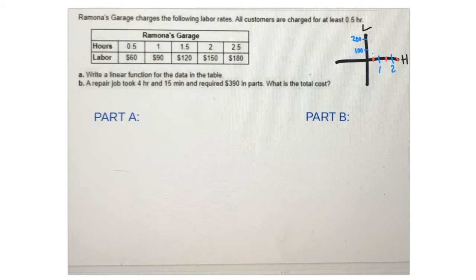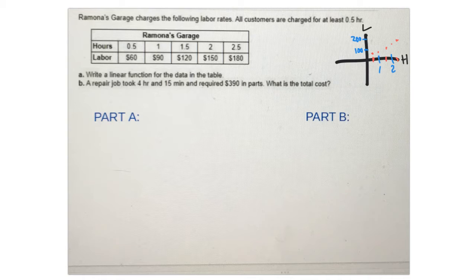And then we have another point. I'll make that red actually. Then we have another point at 1 comma 90. That would probably be right around there. And we have another point at 1.5 comma 120. That would be right around there. Another one at 2 comma 150. That would be right around there. And another one at 2.5 comma 180. So that would be around there.